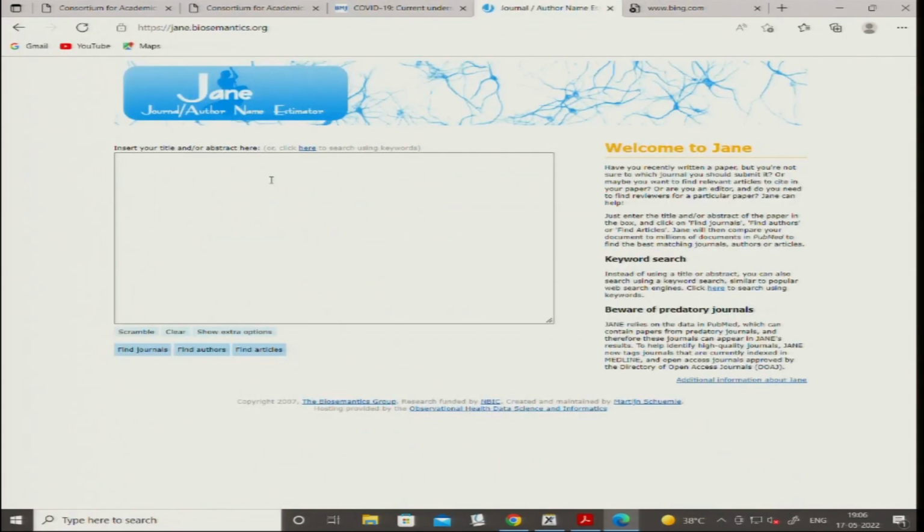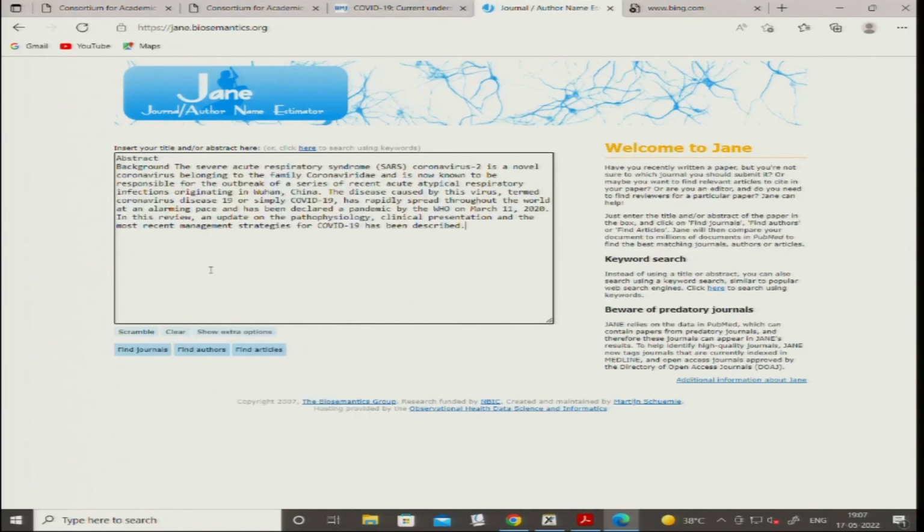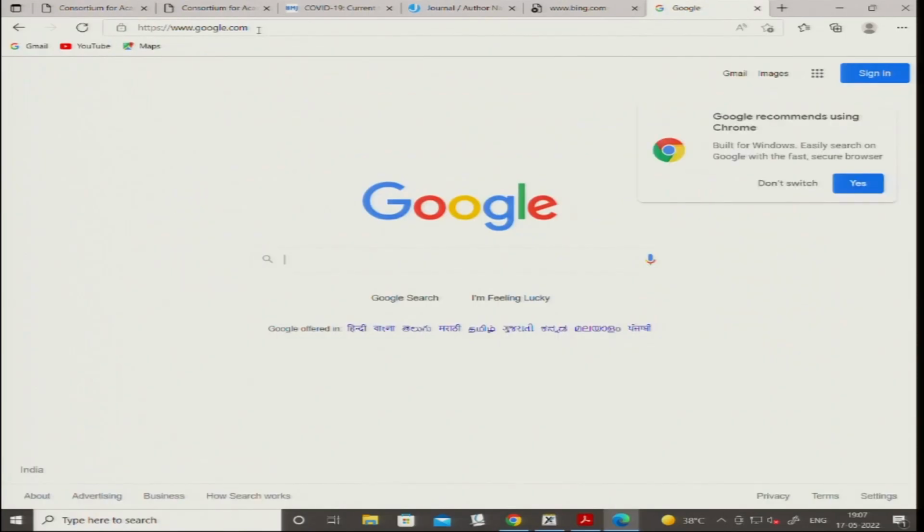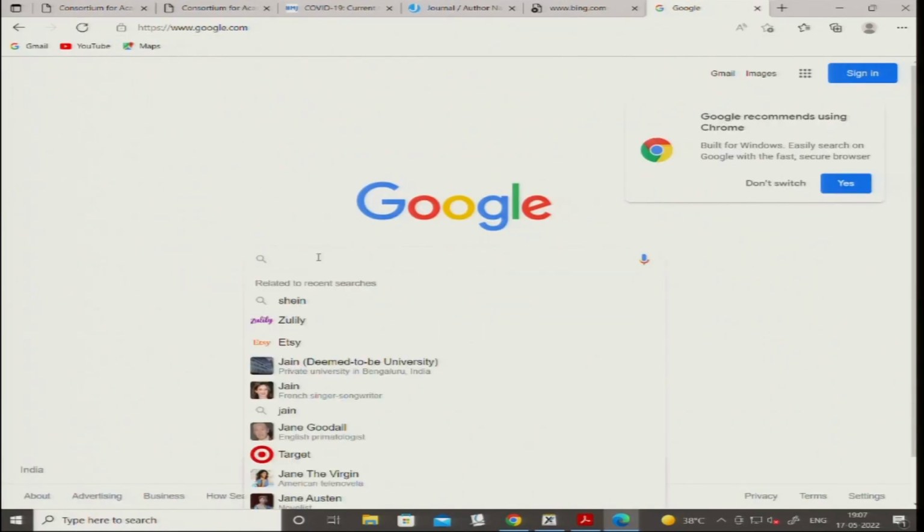So now we are analyzing this journal author name estimator, and that's a wonderful service we have already discussed over here. We are using one abstract. You can use your own abstract also for analyzing all these services. Here you can find the journals, you can find authors, you can find articles also. Suppose we have to find one article that is published here. You may have the list ready, and you want to check whether that article is available on PubMed or not.